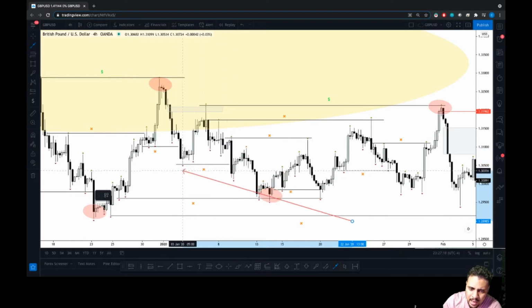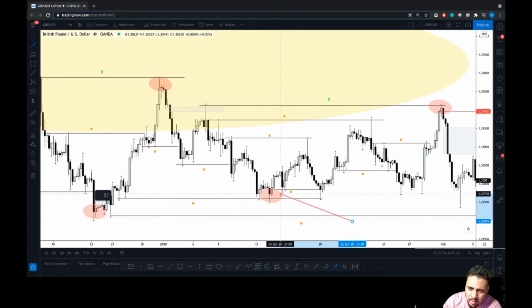And what did I say happens when price runs liquidity? It pulls back into an inefficiency. Well, here's another inefficiency between this wick and that wick. And then price continues to trade lower, taking out these lows. Now we reach a swing point. This is a higher low.